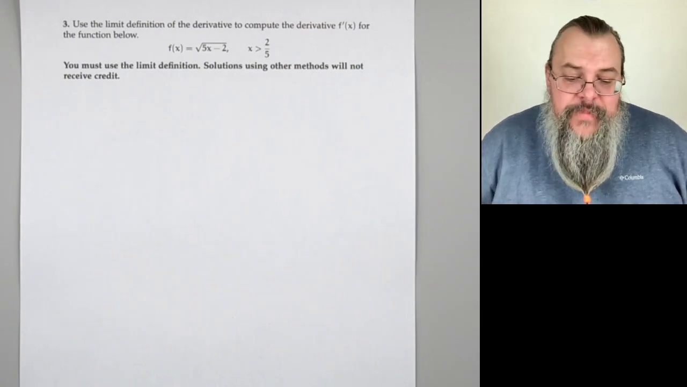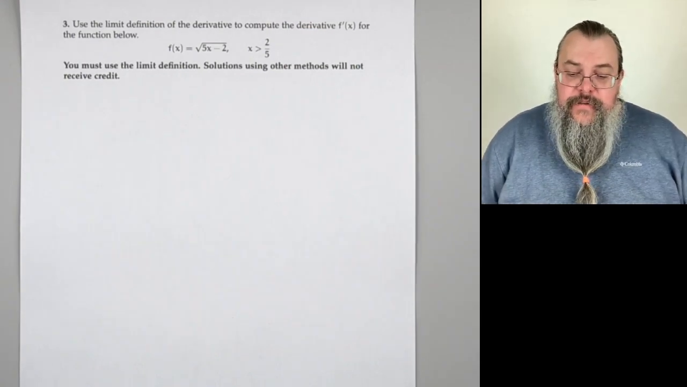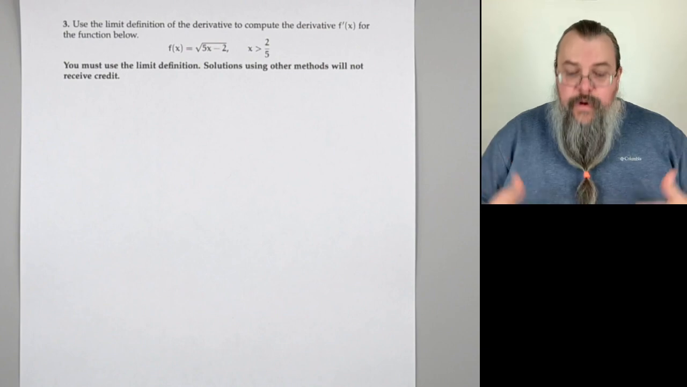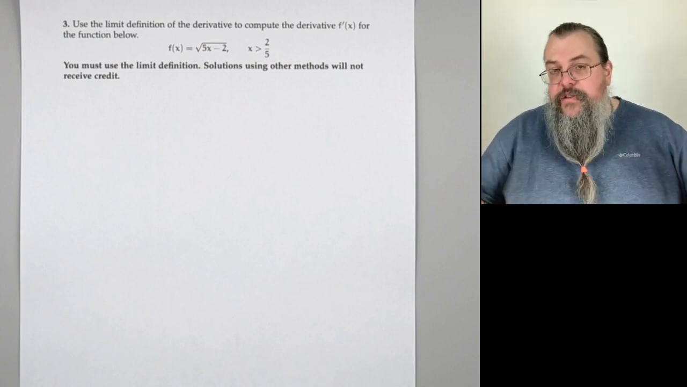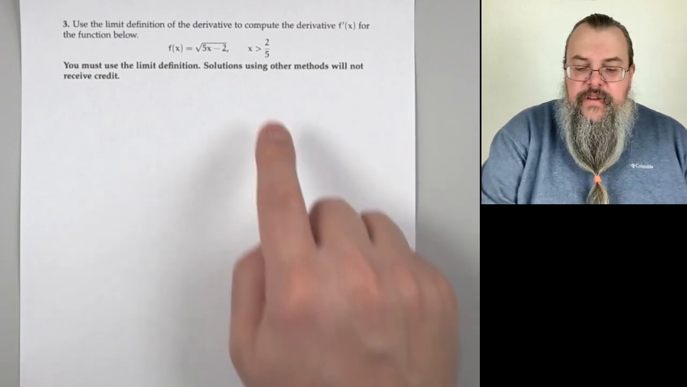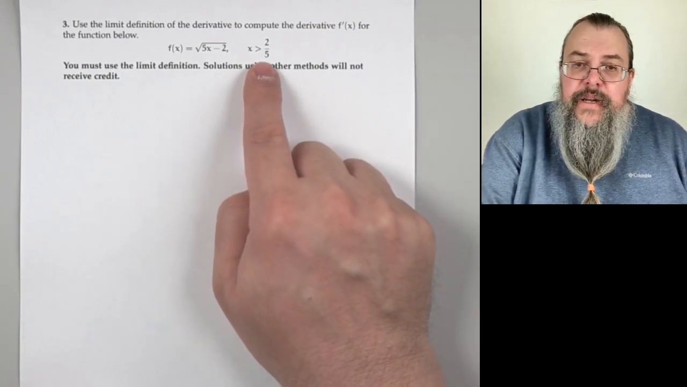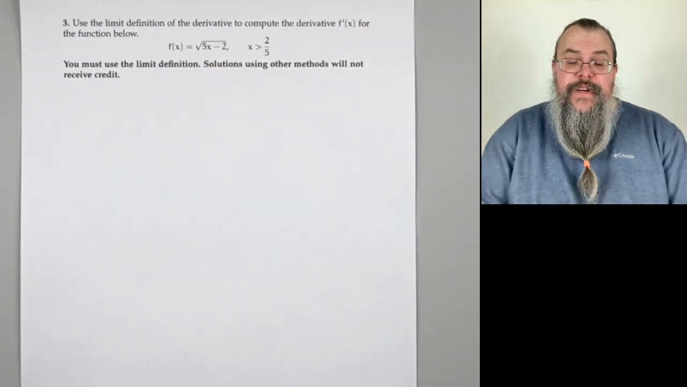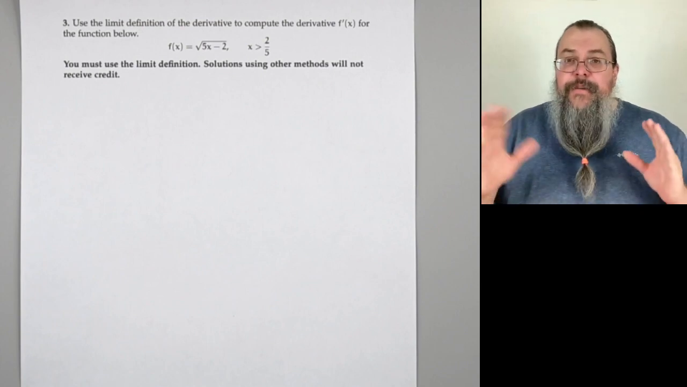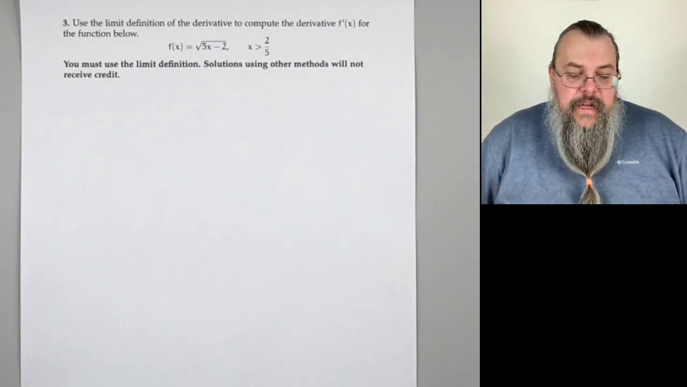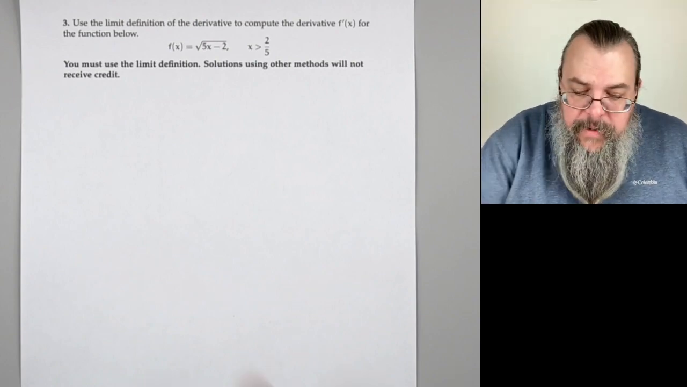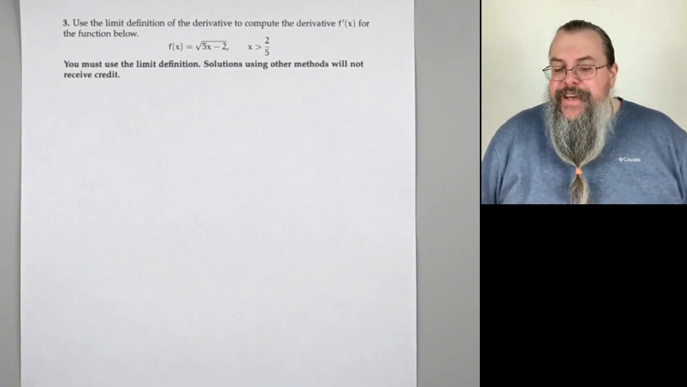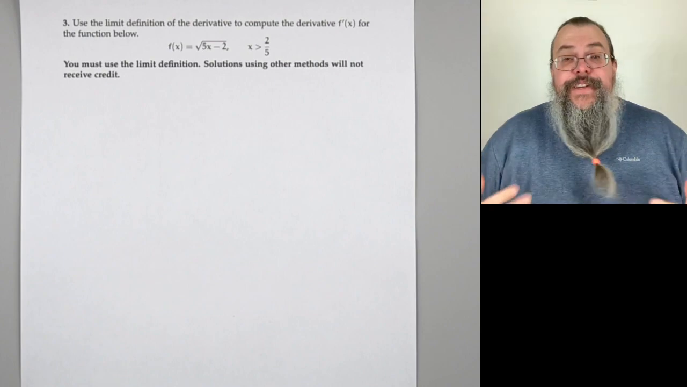Okay, the third problem. Use the limit definition of the derivative to compute the derivative f prime of x for the function below. f of x is the square root of 5x minus 2, and of course it says assume x is greater than 2/5. The only reason that this is included, in case you're wondering why they specified it, is because then the function is well defined in terms of just the real numbers, the numbers we're used to. There's nothing special about what's going to happen that requires x to be greater than 2/5. And, well, they're very explicit here. Look, they made it very bold. They say, you must use the limit definition, and solutions using other methods will not receive credit.